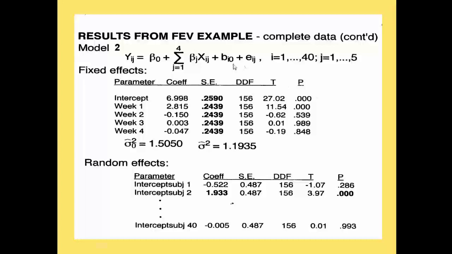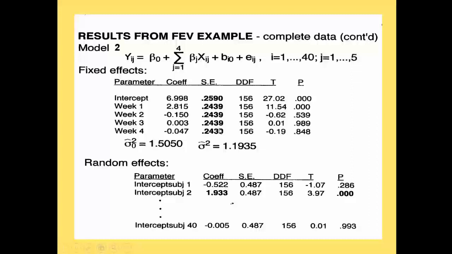Okay? So when I fit this model, this is using the complete data and without the empirical option. When I use the complete data without the empirical option, this is what I get when I fit this model.